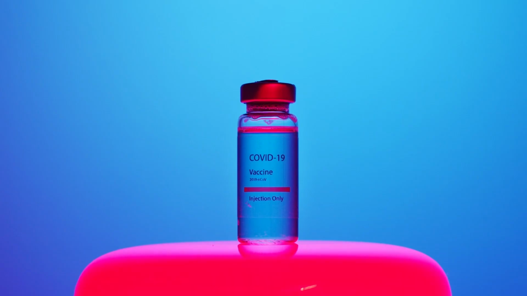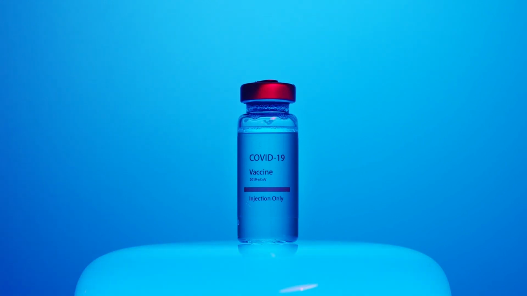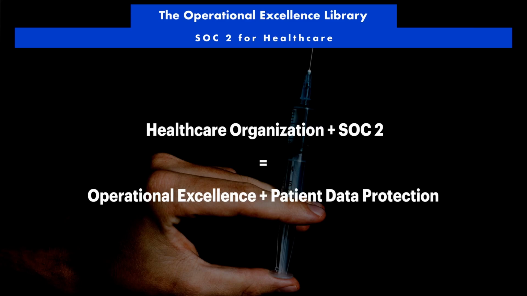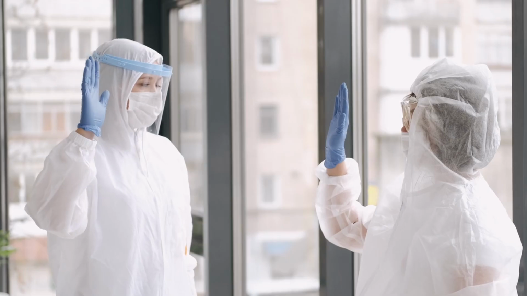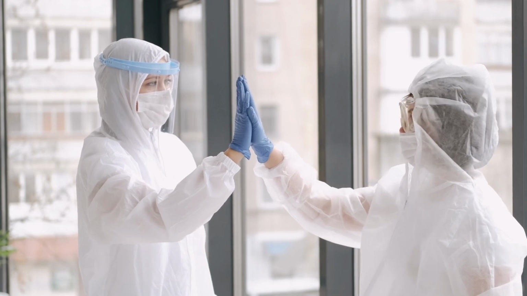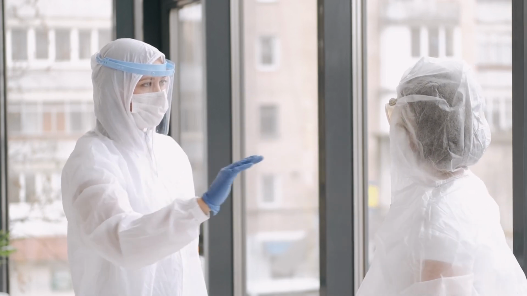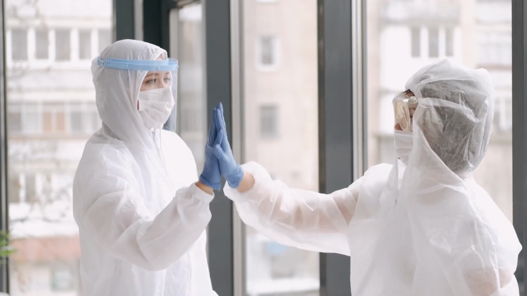"So, how does this differ from HIPAA?" she asked. "Great question," I replied. "HIPAA is a regulatory framework that sets standards for protecting patient data. SOC 2, on the other hand, is an industry-recognized standard that evaluates an organization's controls and processes. Think of it like this: HIPAA tells you what to do, while SOC 2 tells you how well you're doing it." The room fell silent as the team digested this information.